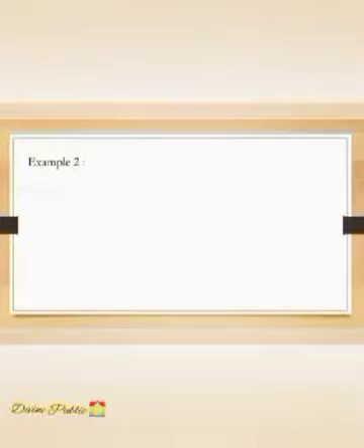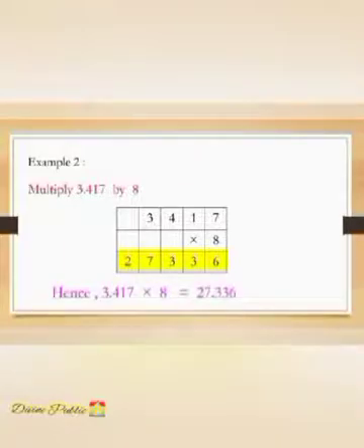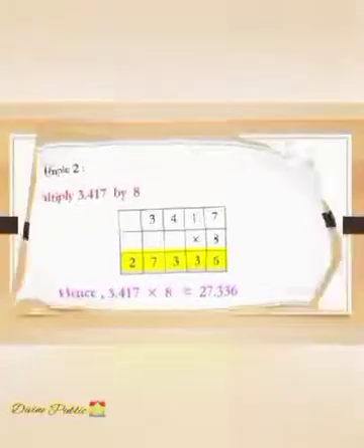Example 2. Multiply 3.417 by 8. To solve this, firstly we will arrange this in a column and we will find the product. After multiplication, we will insert the decimal at the third place. Hence, 3.417 multiplied by 8 is equal to 27.336.